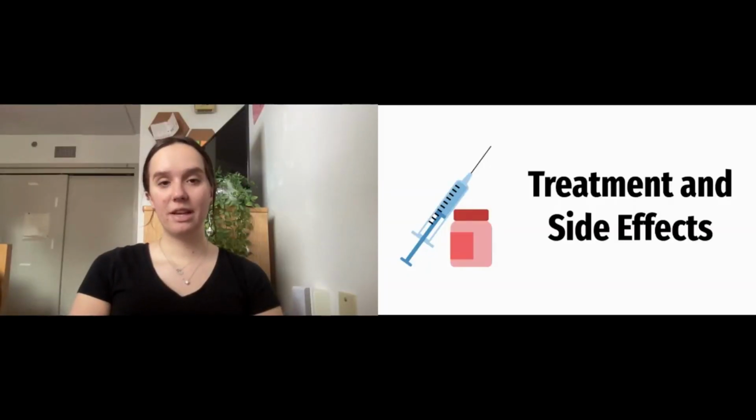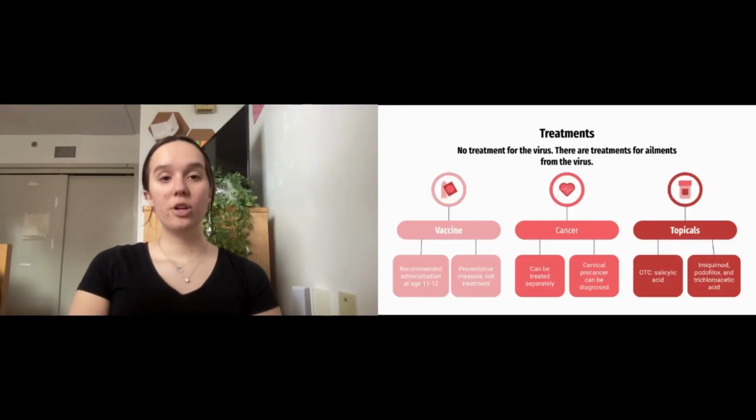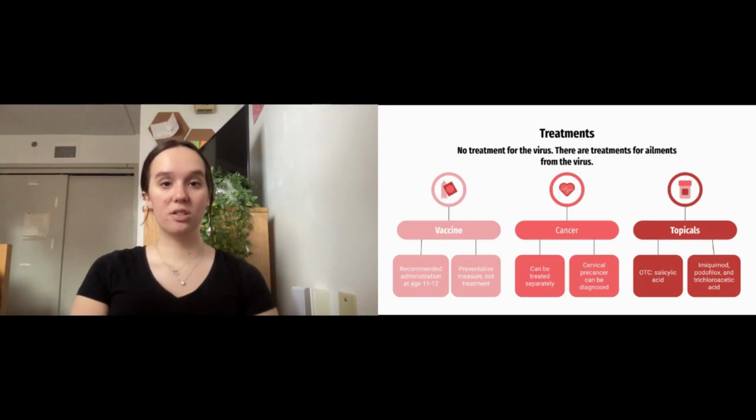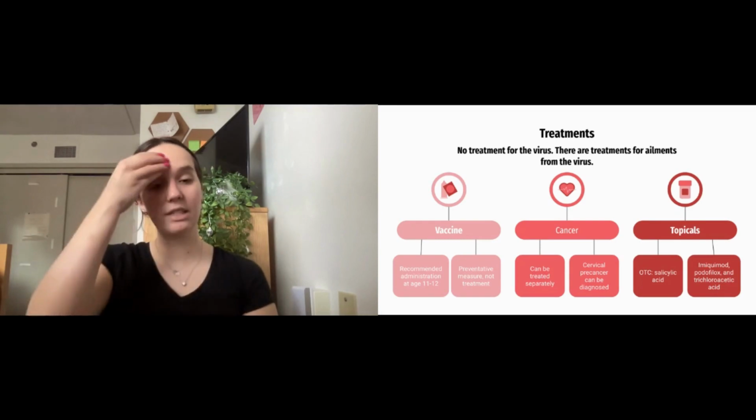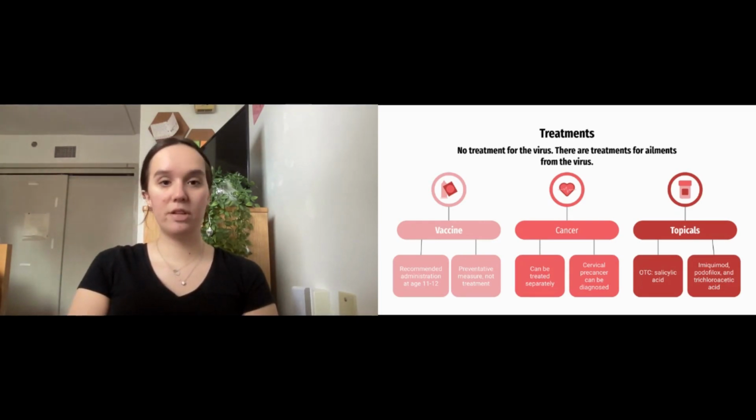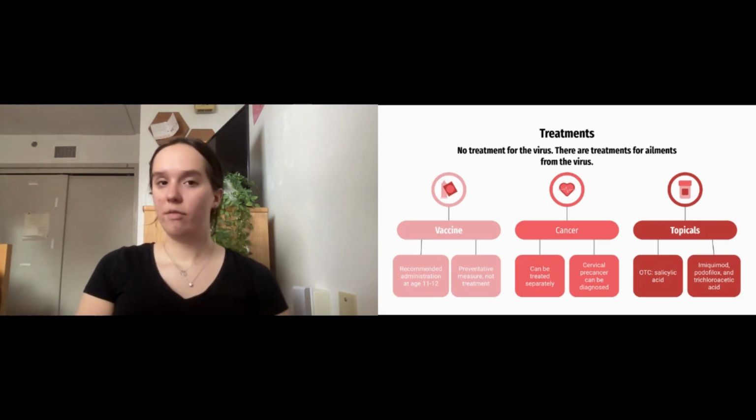Next, we'll talk about the treatments and the side effects. So, for treatments, there is no one cure or specific treatment for HPV that overall solves it all, but there are treatments to help with the ailments from the virus, such as the warts and cancer and that sort of thing. For starters, there is a vaccine, which isn't a treatment, but it is a preventative measure against getting the virus. It prevents most of these symptoms if someone were to get the virus or helps stop the spread of the virus. And the recommended age for administration is between the ages of 11 to 12. So it's likely before any of them get the virus, it's preventative.